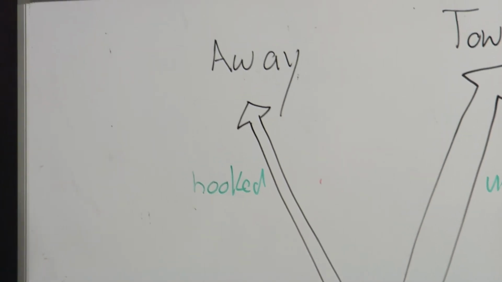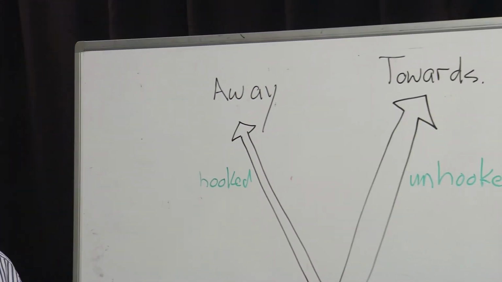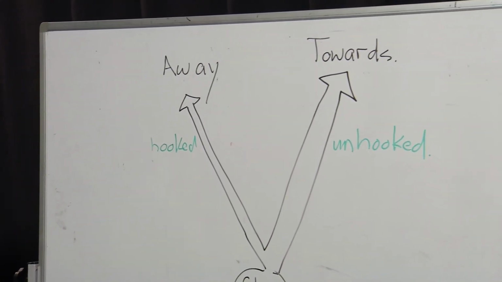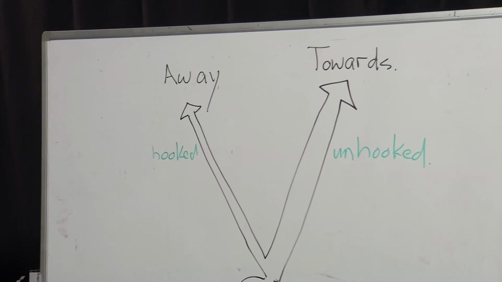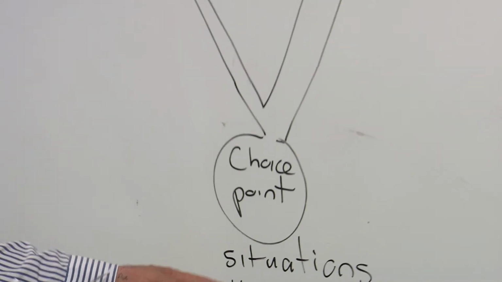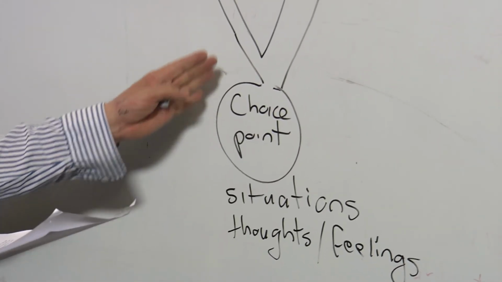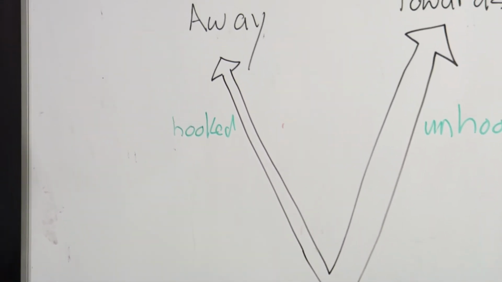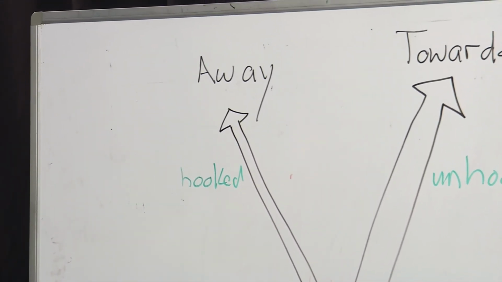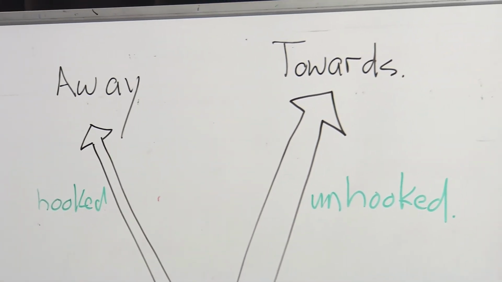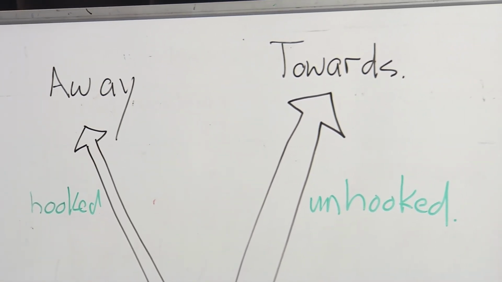This is the choice point that was developed by Russ Harris and his colleagues, and it enables the patient to see that they have a choice about their life and their situation. And so we have situations, thoughts and feelings down here and the choice point. And away moves is when the patient or client is moving away from their values, and then there's towards moves which are in sync with their values.